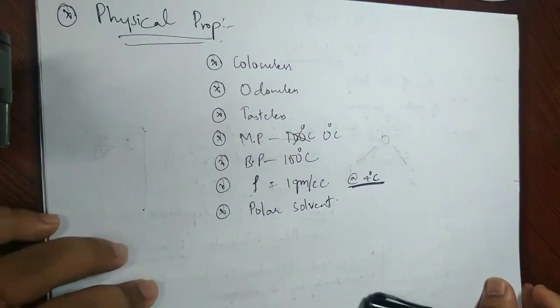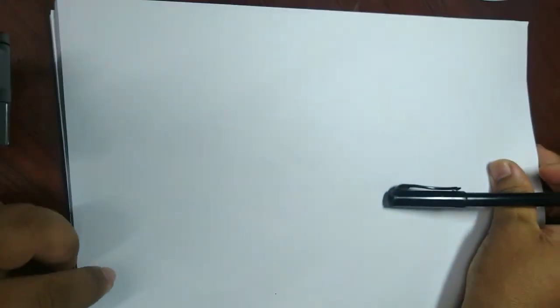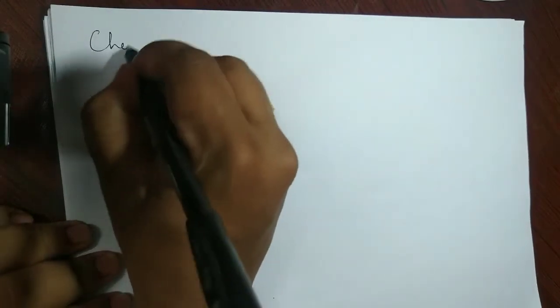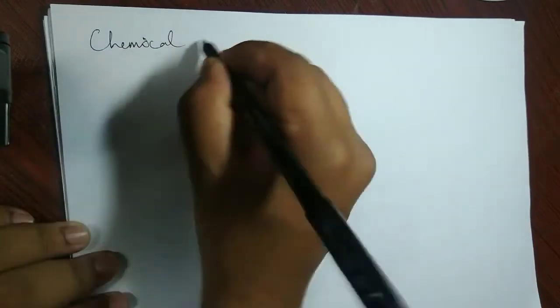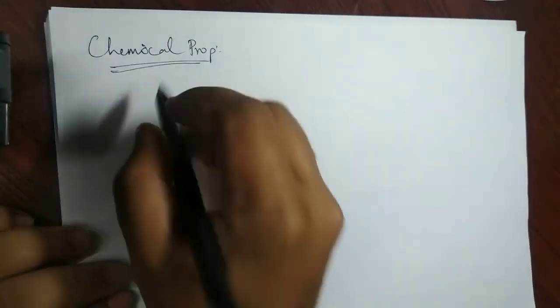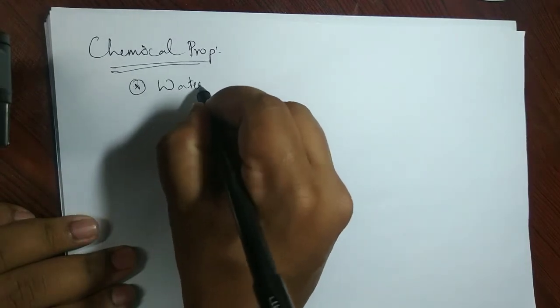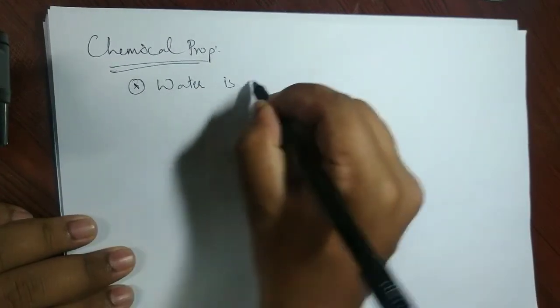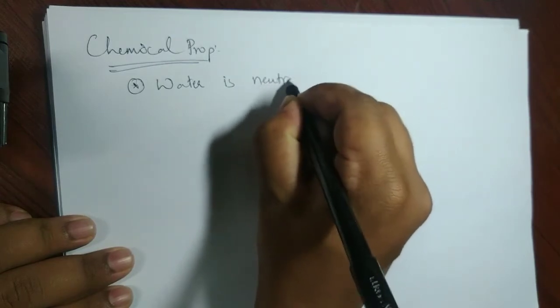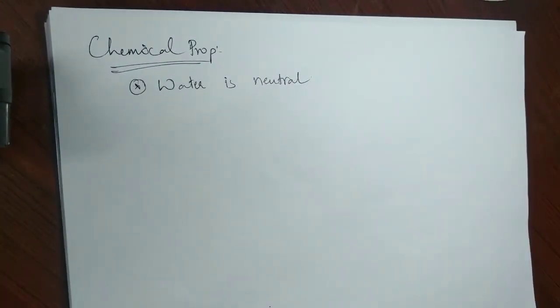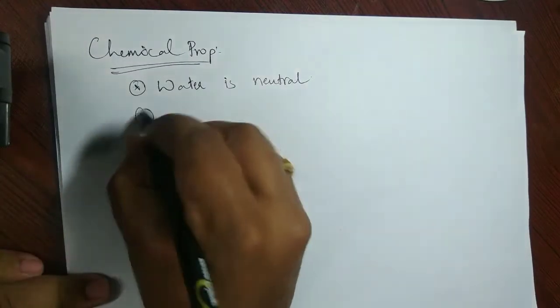Now let's move to the chemical properties. So let's use the brush page. Chemical properties. To begin with, let me talk about the nature. We know water is what in nature? Is it acidic or basic, or what do you say? Neutral. And whose pH value is how much?